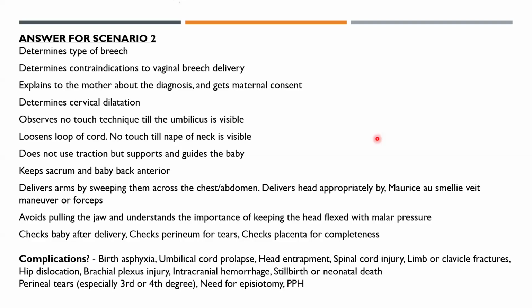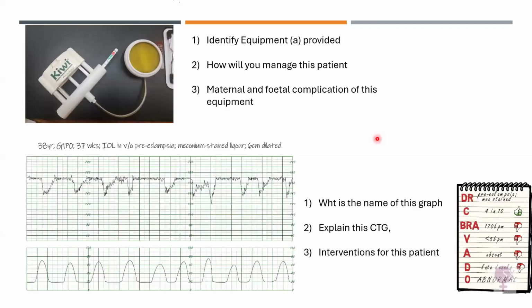And again, it's not just the fetus that's at risk, it's also the mom that's at risk because she can get perineal tears, there's need for episiotomy, and there's possible PPH that can happen. Now on to the next one.